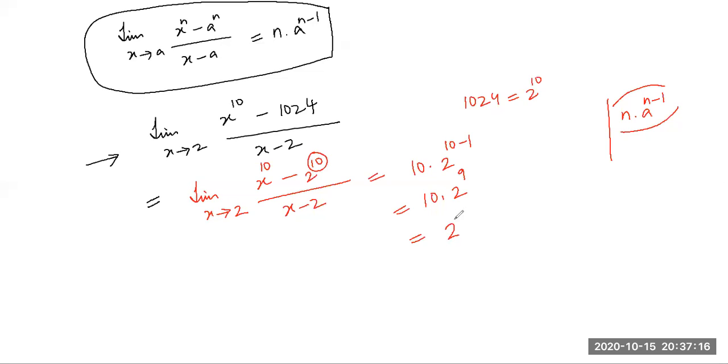2 raised to power 9 is equal to 512. No, this is equal to 2 raised to power 9 into 10. So 2 raised to power 10 is given, 1024, and the answer is divided by 2. 5120. So this will be 512 into 10. Apply some brain, otherwise you go to drain. 5120. Right?